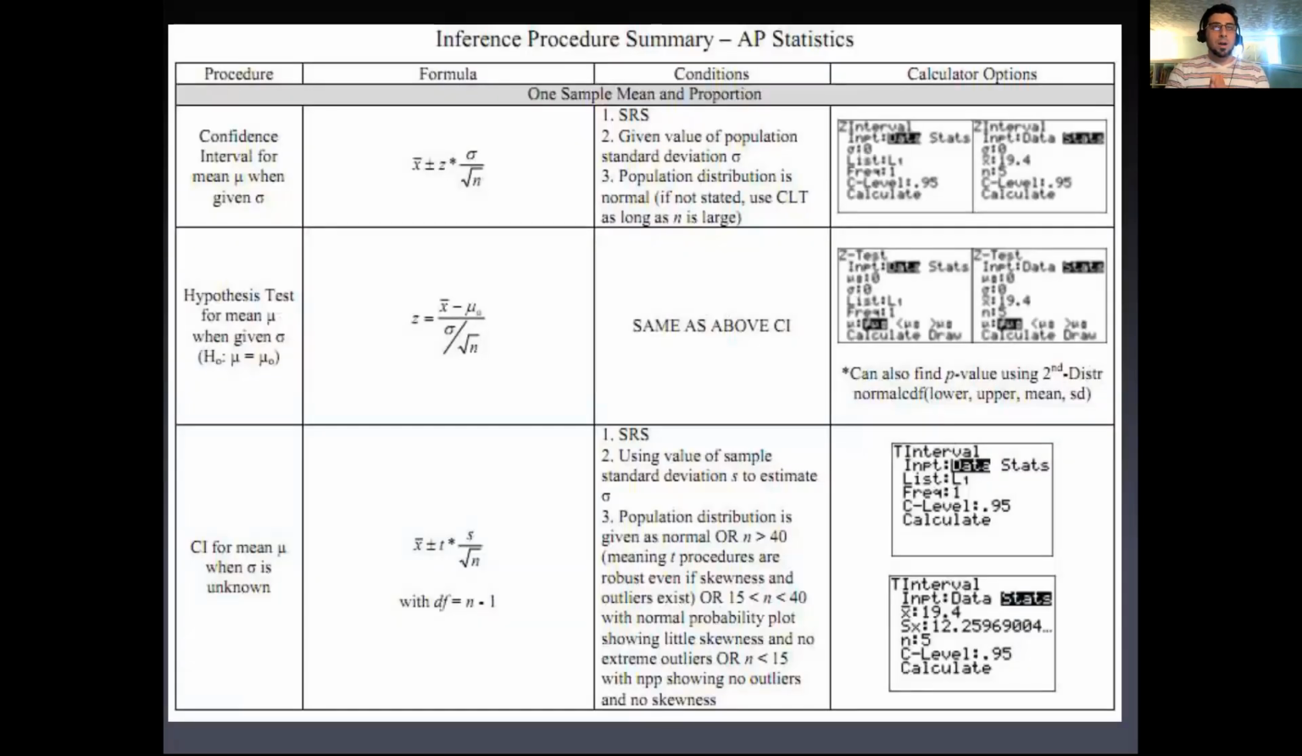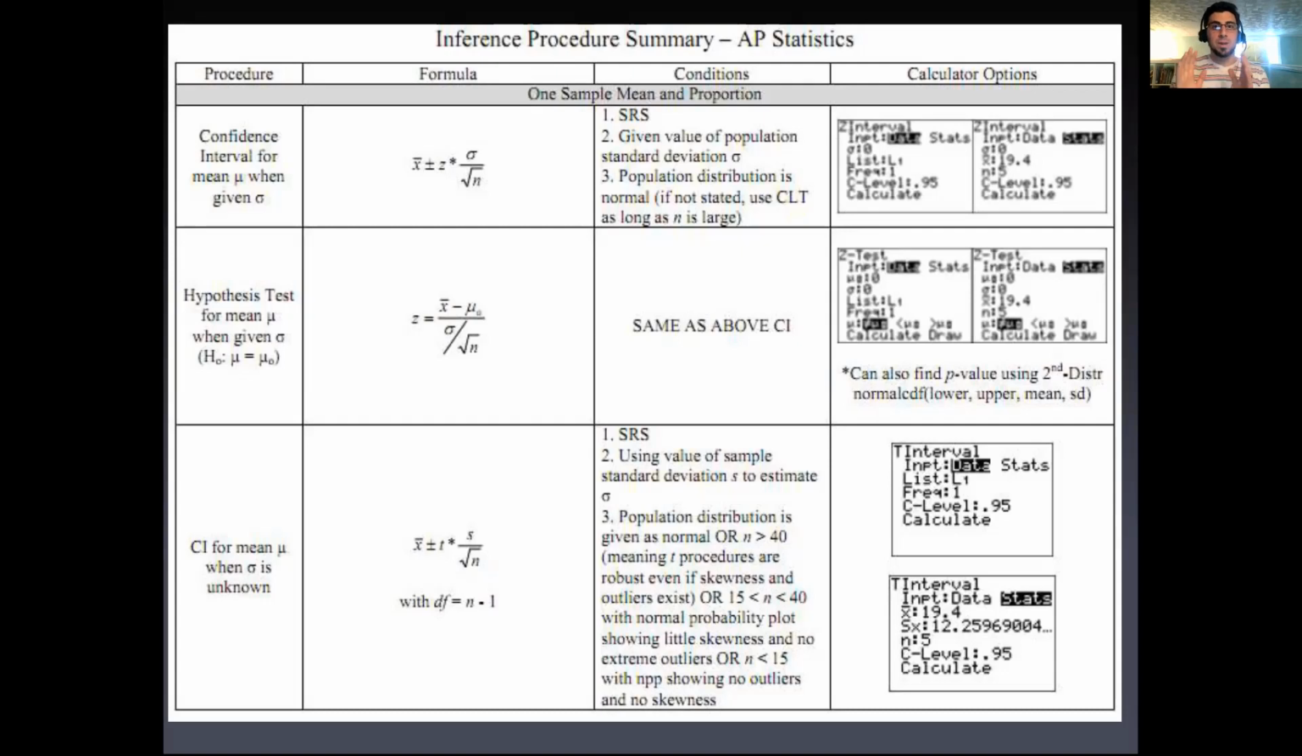Okay, so on the AP exam, you will get a formula sheet with the formulas, but they will not tell you how to use them, when to use them, and they will not show you the steps for how to do these different statistical procedures on a calculator. So what I have here is a couple slides long, but it's the procedure, the formula, the conditions, if any apply, and the calculator options.